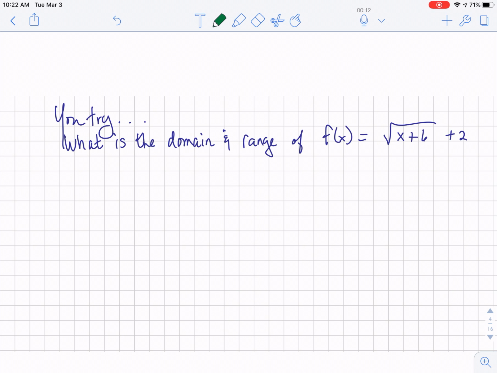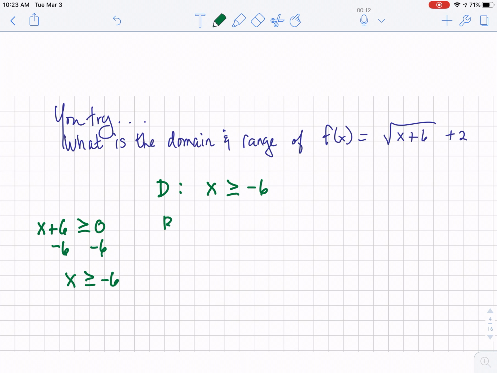Okay, so if I was looking at the domain of this, again I'm going to take out that radicand, which in this case is x plus 6, and I'm going to set it greater than or equal to 0 and then solve for x. So I get x is greater than or equal to -6. So that's my domain.